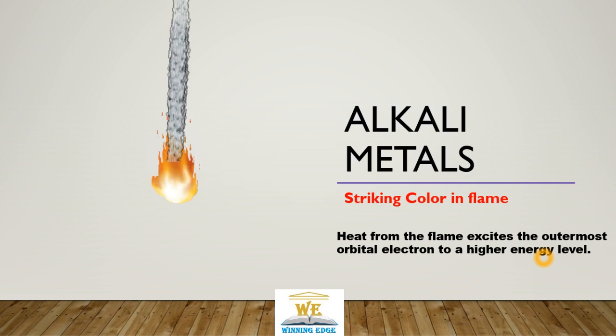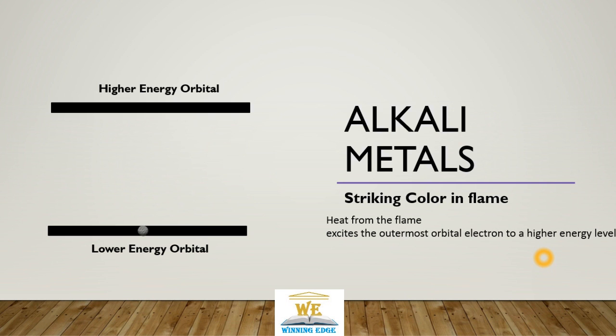Let's see. We are adding salts and getting striking colors. This is how it happens. Heat from a flame excites lower energy orbital electrons to a higher energy orbital. Here comes the energy. It excites the electron into a higher energy orbital.